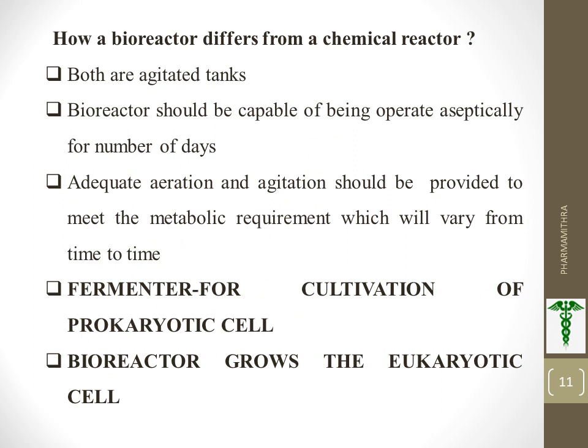Do you know how a bioreactor differs from a chemical reactor? Both are agitated tanks, and a bioreactor should be capable of operating aseptically for a number of days. Here, adequate aeration and agitation should be provided to meet the metabolic requirement. The fermenter can be used for the cultivation of prokaryotic cells like bacteria, whereas a bioreactor grows eukaryotic cells.